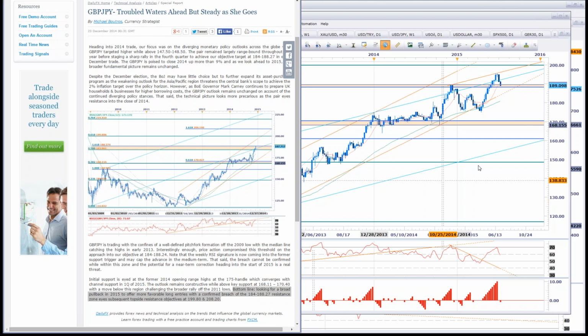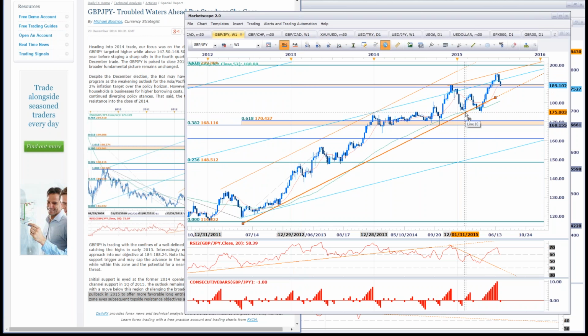This is the forecast that we wrote back on December 23rd. And we were noting 188.27, a major key area of resistance that we're heading into. Basically we said, bottom line, looking for a broad pullback in 2015 to offer more favorable long entries. And that's what we got. To open up 2015, you got a major pullback into a trendline support dating back to 2012. You saw a quick bounce.